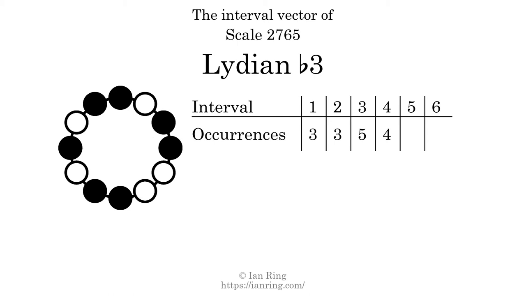There are four intervals with the size of four semitones. They are here, here, here, and here. There are four intervals with the size of five semitones. They are here, here, here, and here. There are two intervals with the size of six semitones. They are here and here. Each interval does not appear in this scale a unique number of times, so this is not a deep scale.